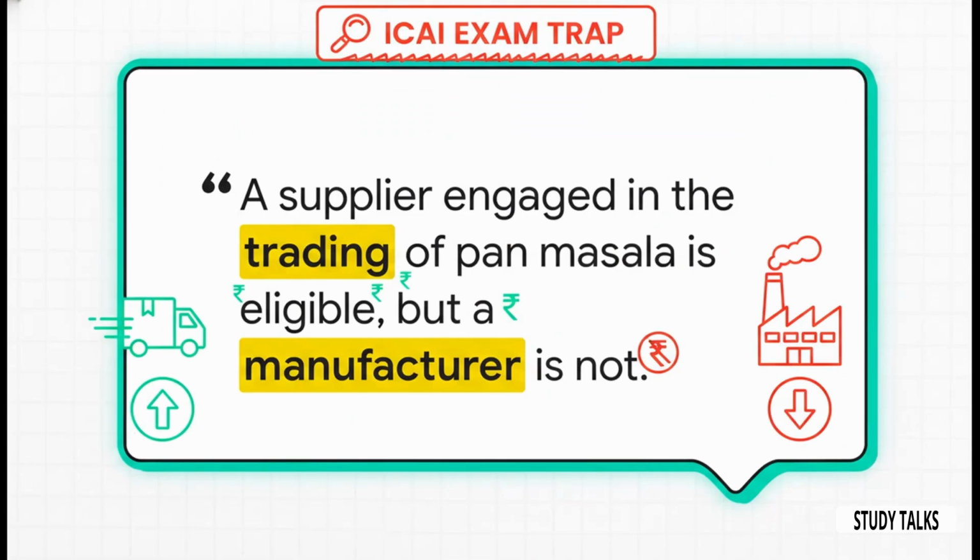And here it is, a perfect example of an ICAI twist. You have to read the words carefully. Someone who just trades pan masala, buys and sells it, they can be eligible. But the moment you manufacture it, you're immediately disqualified. It's a tiny difference in wording that completely changes the answer. That's a guaranteed MCQ right there.